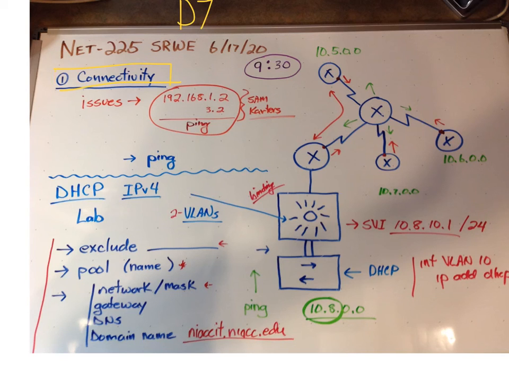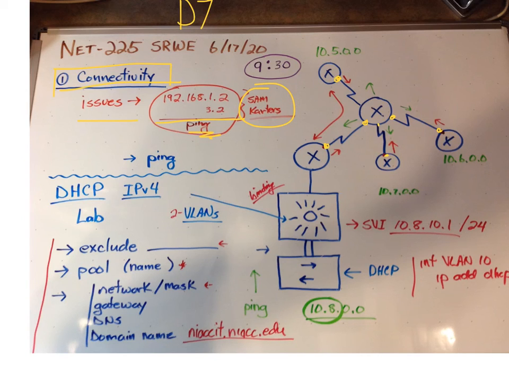We keep talking about connectivity, making sure you have connectivity through the network. And in here, we talked a little bit about Sam and Carter's, being able to ping particular addresses. So what you have to be aware of is the address leading into the router.